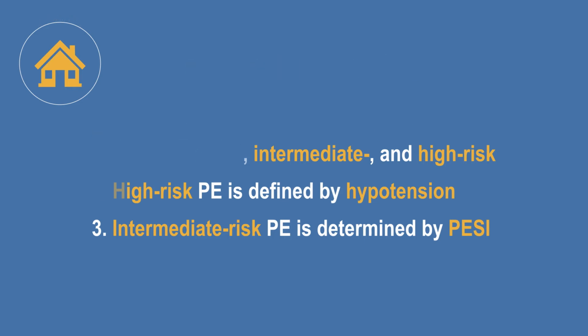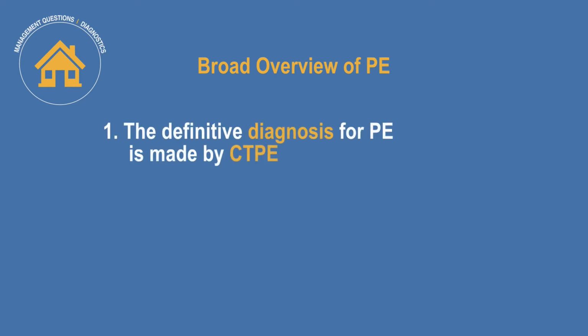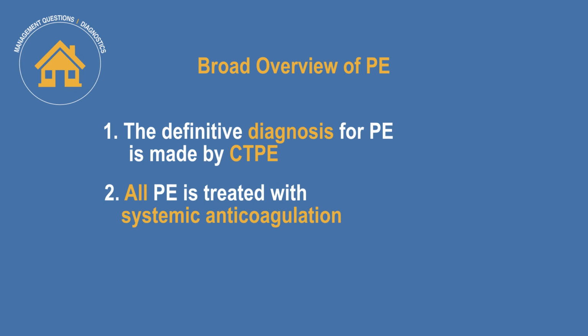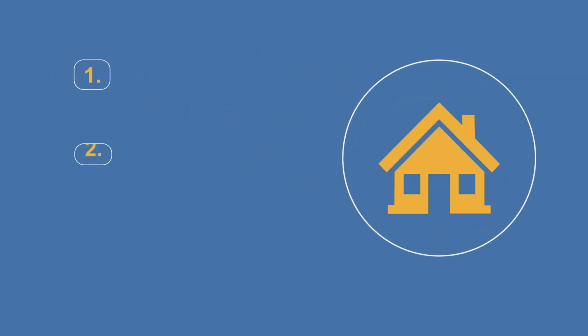And here is an example of take-home points with a broad overview designed for clerkship medical students. Number 1. The definitive diagnosis for PE is made by CT-PE. Number 2. All PEs are treated with systemic anticoagulation. And number 3. High-risk PE, those with hypotension or signs of end organ damage, are additionally treated with emergent catheter-directed thrombolysis or embolectomy. You may have noticed that in each example there were only 3 take-home points.